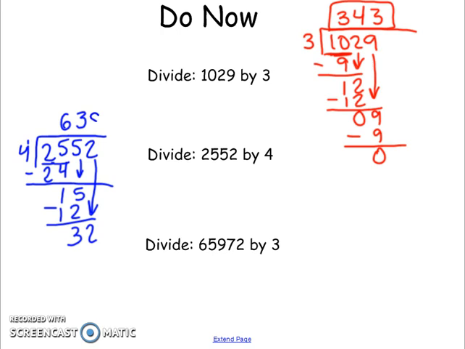4 goes into 32 8 times. 8 times 4 is 32. We subtract. There's no remainder, so 638 would be my answer. So let's do the last one, and I'm going to do it on a different slide. So it was 3 divided on the outside, and then we have 6, 5, 9, 7, 2.